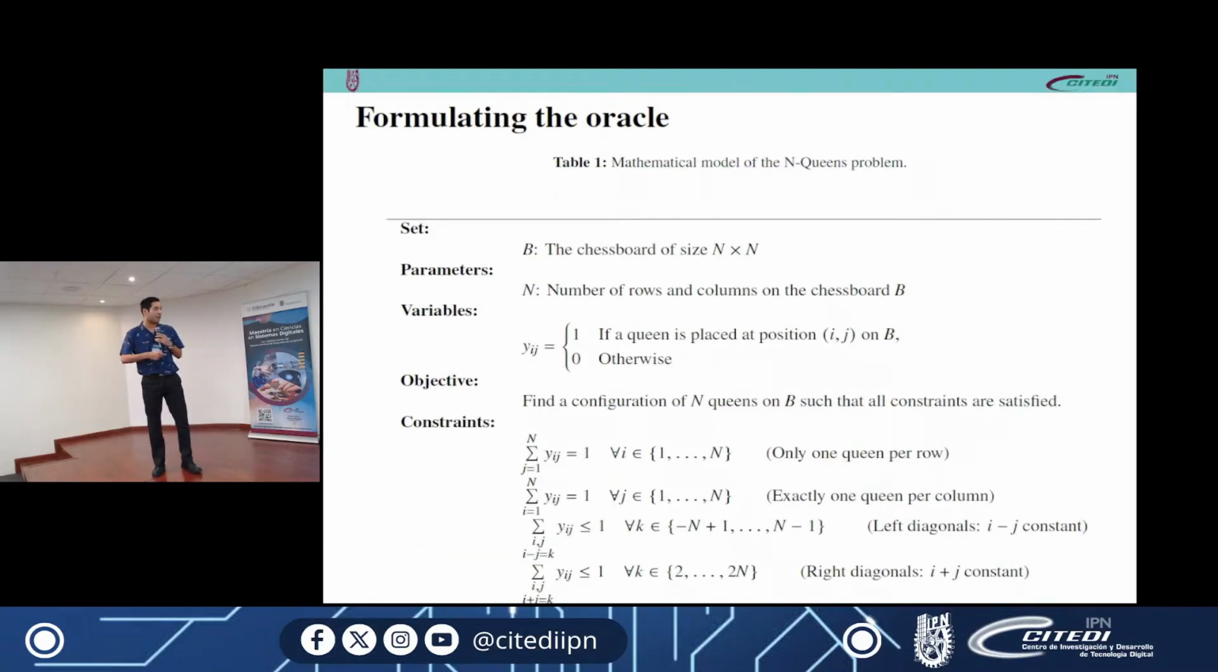This would be what we mentioned previously, right? We're looking for the place in which the queen can be placed, and we're going to look for 1 queen per row, 1 queen per column, and for the diagonals, we have a bit of a different equation, because the diagonals could also have no queens whatsoever. So because of this, we established that they're not equal to 1, but less than or equal to 1.